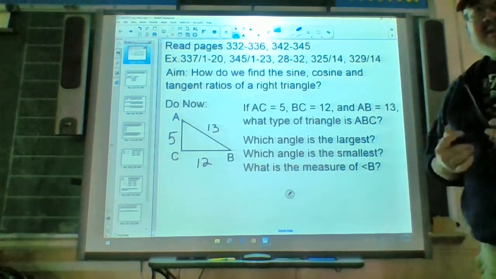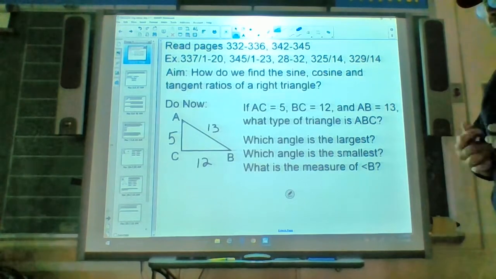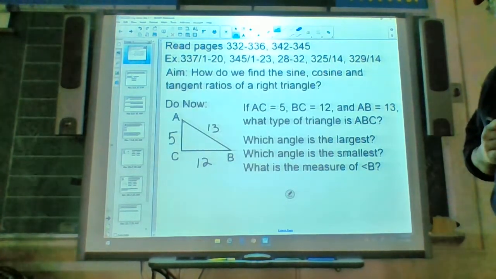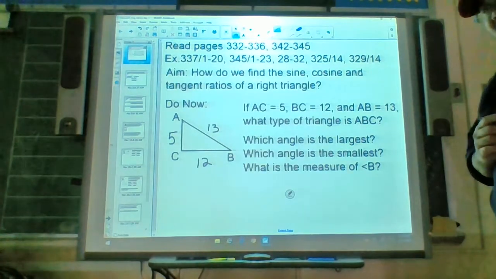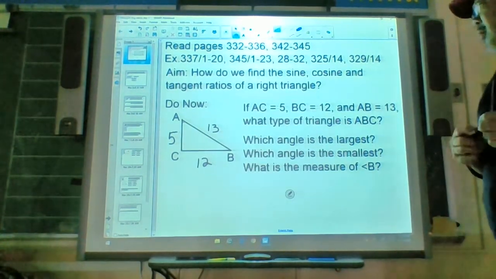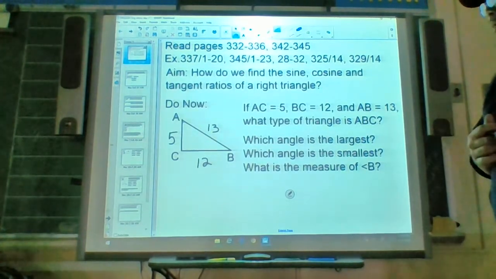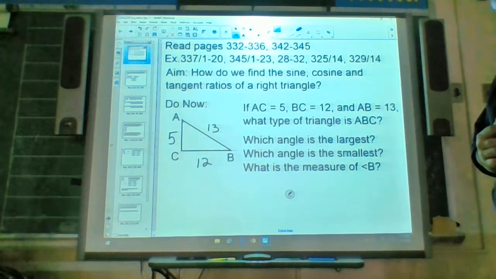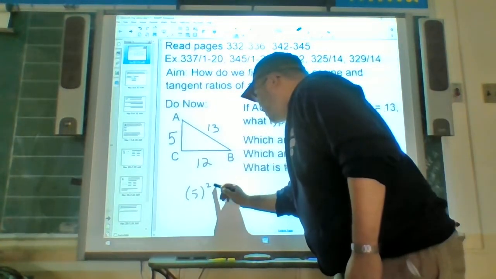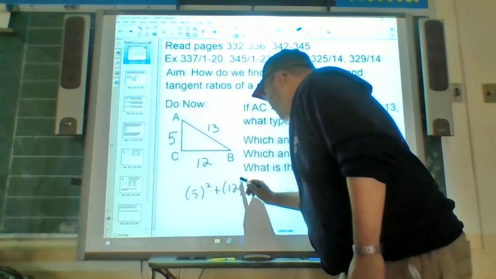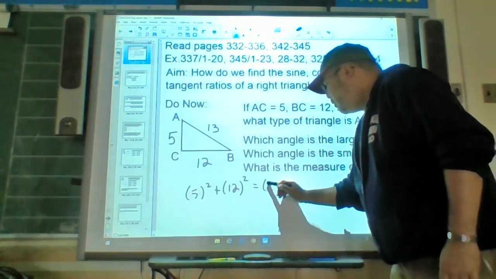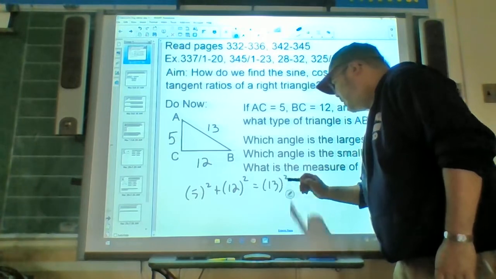When trying to figure out the type of triangle using its sides, one theorem we normally use is the Pythagorean Theorem. The Pythagorean Theorem will help us show whether a triangle is a right triangle or not. We're going to square all the sides, and test the sum of the squares of the two smaller sides. Here we'll have 5 squared and 12 squared, and we'll test to see whether or not it is equal to the longest side, 13 squared.